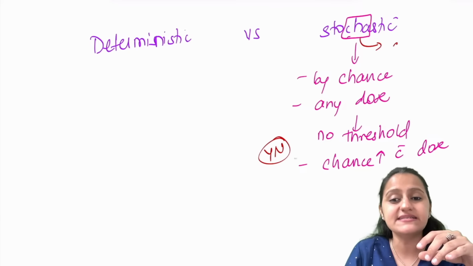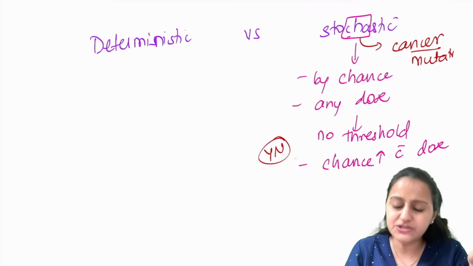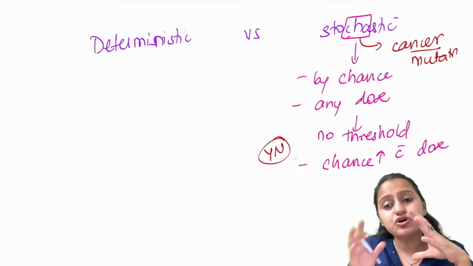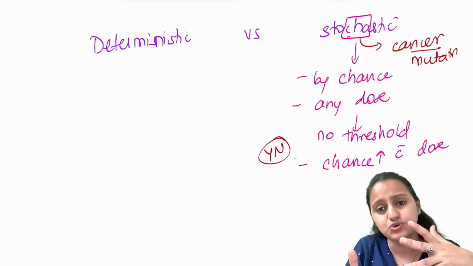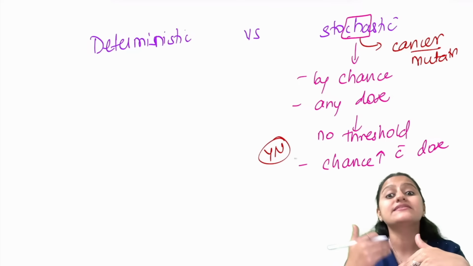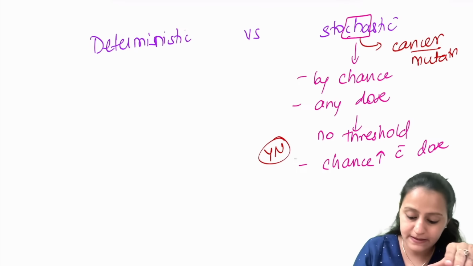Example of stochastic, C for C is like radiation induced cancer, radiation induced mutations. So cancer mutation can occur at any dose. It does not have any threshold, but as the dose increases, the chance increases, the probability increases, not the severity.